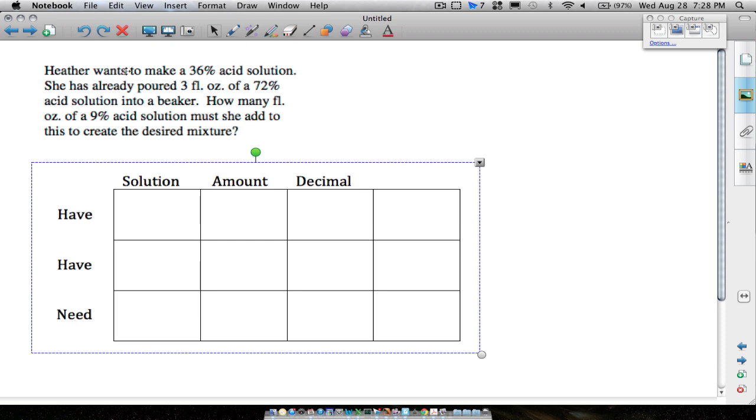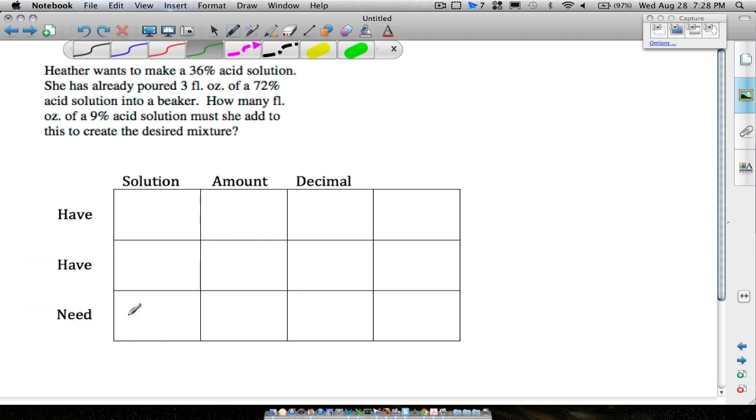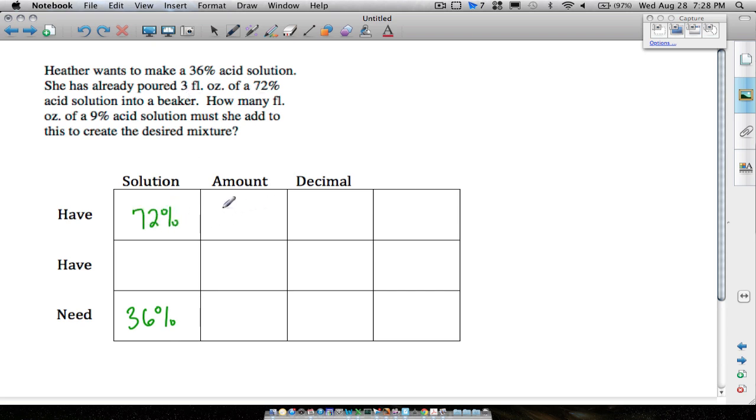What does she need? She wants to make a 36% acid solution, so she needs that. What does she have? Well, she's already poured some. She poured 3 fluid ounces of the 72% solution. So I filled in the solution and the amount from right there. How many fluid ounces of a 9% acid solution? So we have a 9% acid solution, and we need to find out how much of that we need to pour to obtain a mixture that is 36%.